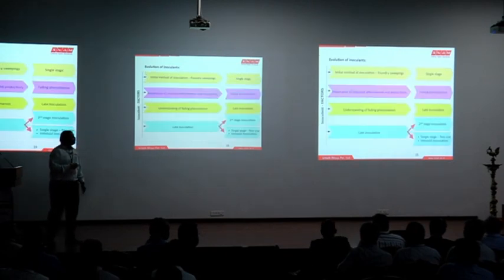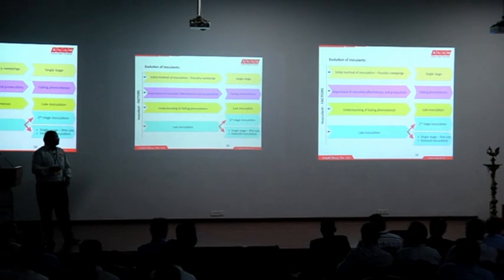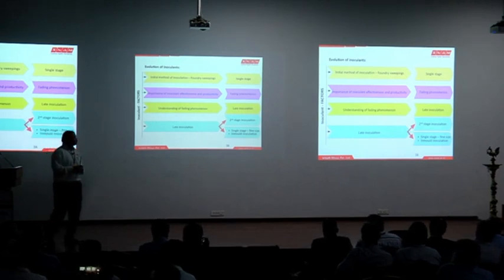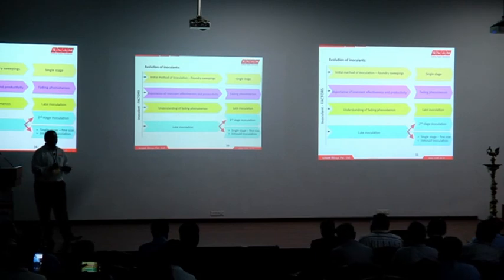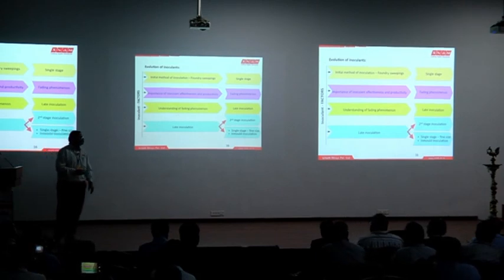So, method of inoculation. Number one is the selection of inoculant and number two is the way you handle the inoculant. I call handling of inoculant buying the inoculant, taking the inoculant, weighing the inoculant, adding the inoculant. Everything put together is called handling the inoculant.